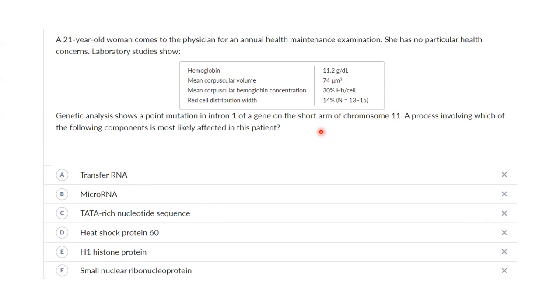Thank you. So what do the other options include? Transfer RNA: I told you transfer RNA basically carries amino acids to the ribosome, so that has nothing to do with this abnormality. MicroRNAs basically bind to mRNAs and prevent them from being translated, so this is a form of regulation. I think Ibrahim Al-Balkhi is giving you a lecture on regulation of gene expression, so he should tell you about microRNAs.